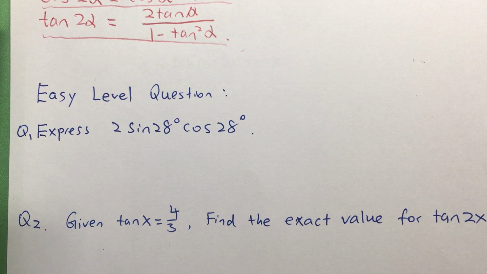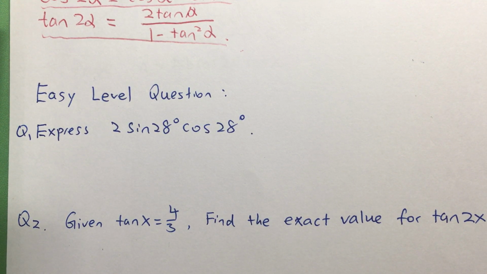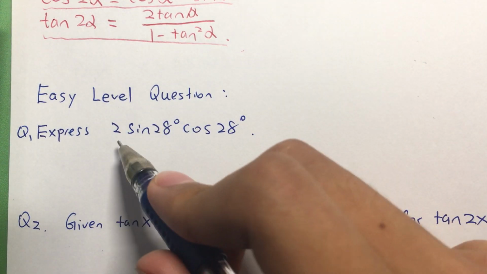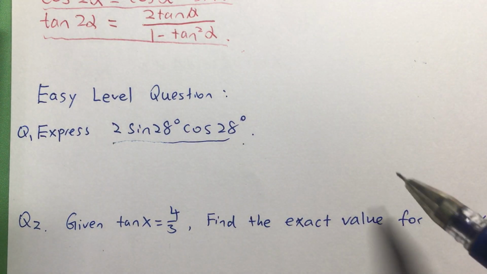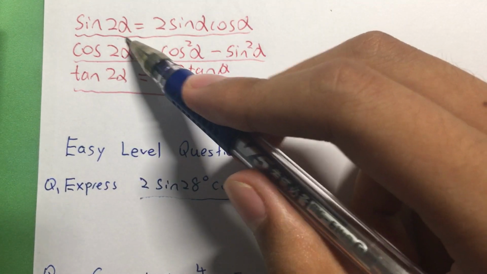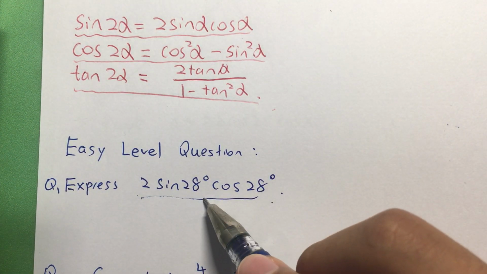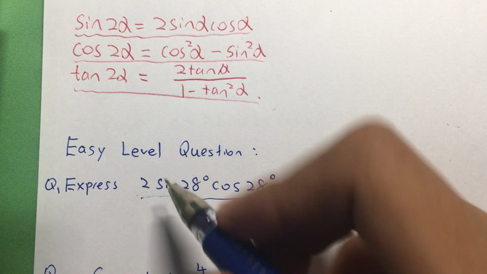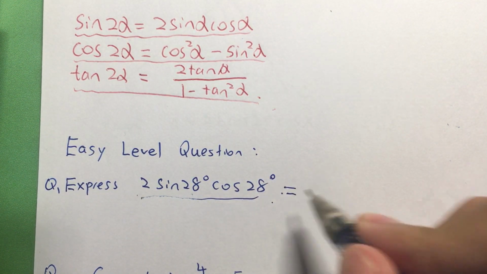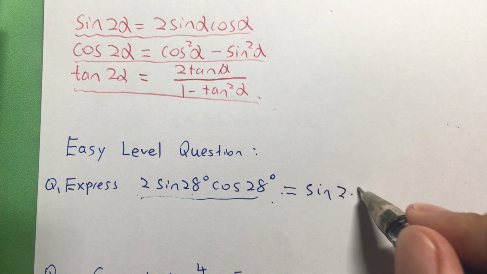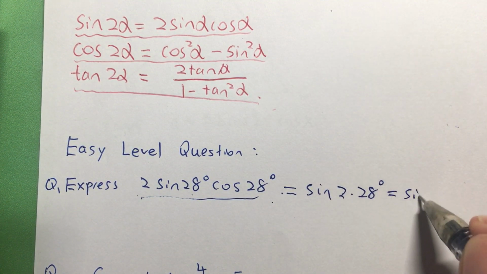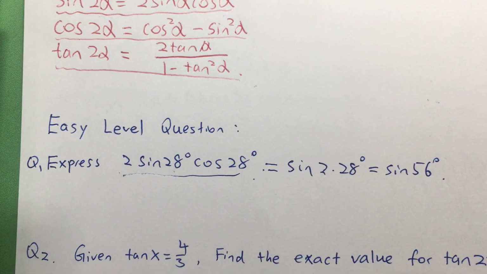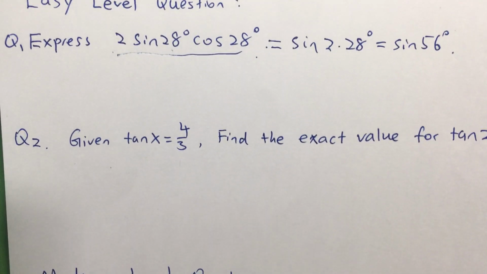The first question is to express 2 sine 28 degrees times cosine 28 degrees as a single trigonometric ratio. Apparently we can just use the sine 2 alpha formula. Let's assume that alpha is equal to 28 degrees. So this is equal to sine 2 times 28 degrees, which is sine 56 degrees, and we have solved this. Well, that is quite simple, right? Okay, let's do question 2.